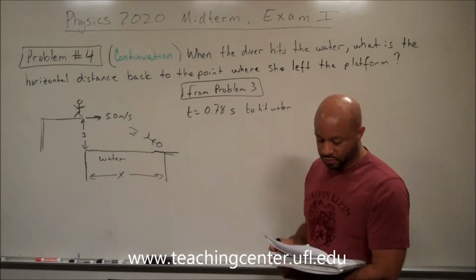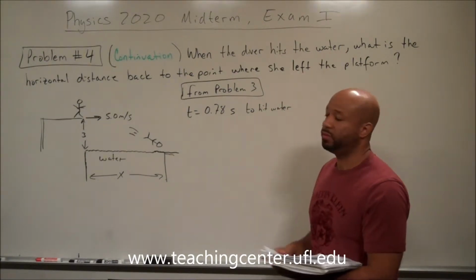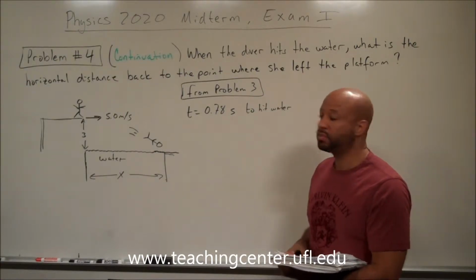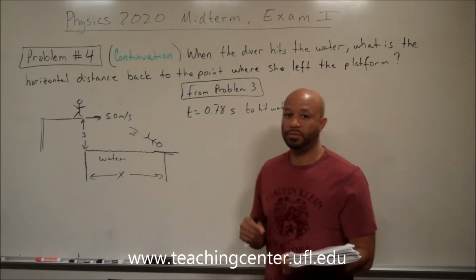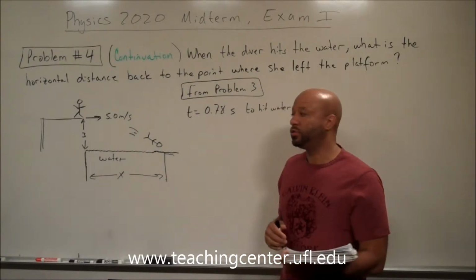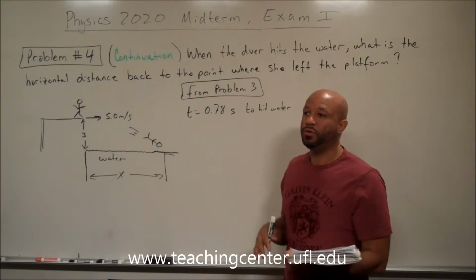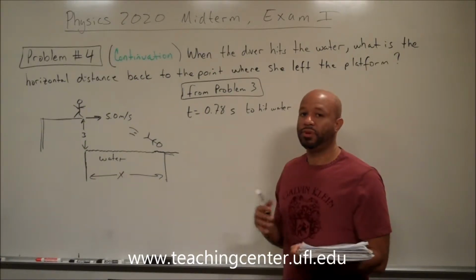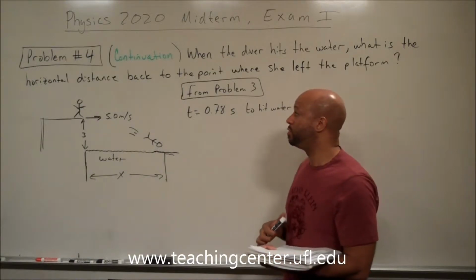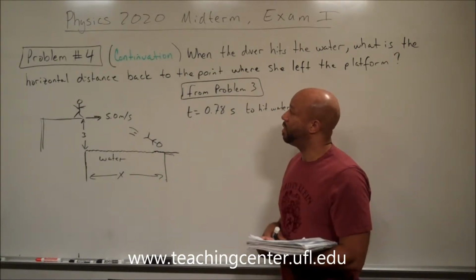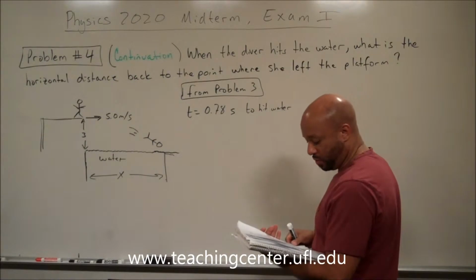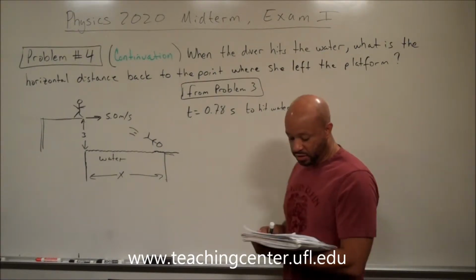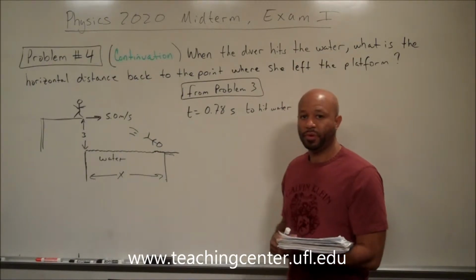I'm going to work through problem 4 in Physics 2020, the midterm for exam 1. And this problem is a continuation of problem 3. So I recommend, if you are having difficulties with this problem, to go and review the video for problem 3 that we worked through. In this particular problem it says, when the diver hits the water, what is the horizontal distance back to the point where she left the platform?